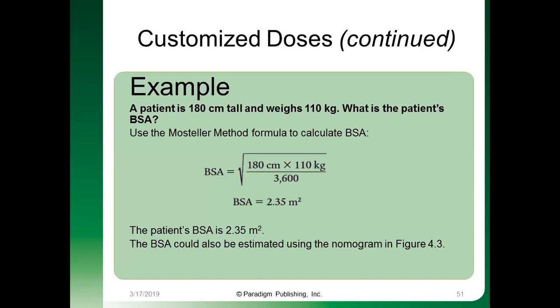So let's give an example. A patient is 180 centimeters tall and weighs 110 kilograms. What is the patient's BSA? Let's use the formula. 180 centimeters times 110 kilograms divided by 3,600, and you take the square root of that, will give you 2.35 meters squared. So that's the patient's BSA. The BSA could also be estimated using the nomogram in 4.3.